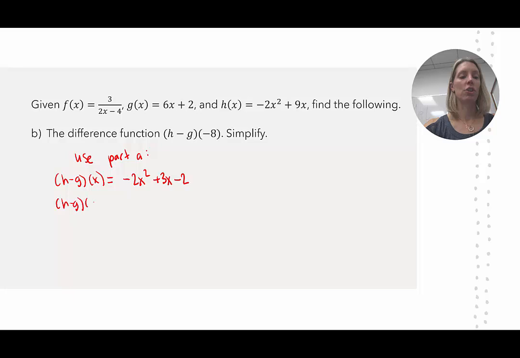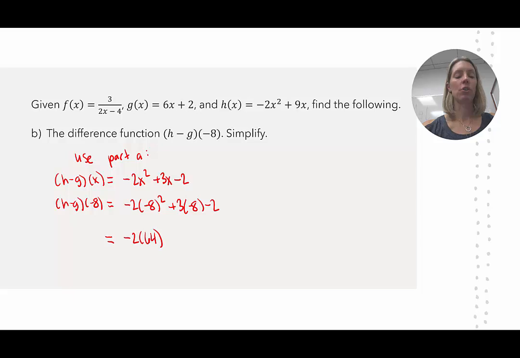And h minus g of negative 8 becomes negative 2 times negative 8 quantity squared plus 3 times negative 8 minus 2. From here I would follow order of operations. Exponents have parentheses would, but there's no operations within the parentheses, so then we go to exponents. The negative 8 squared, that's negative 8 times negative 8, positive 64. But that positive 64 wants to be multiplied by a negative 2, which I'll come back for in the next round. 3 times negative 8 is minus 24, negative 24, and then minus 2.